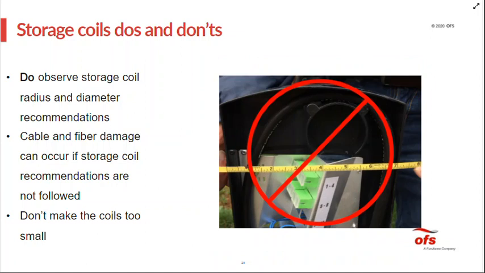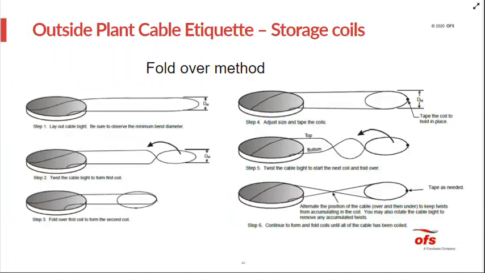I think 2 things happened here. One, that in general, cables should not be stored inside these small pedestals. So the installer obviously was not aware of that recommendation. And secondly, he obviously wasn't aware of the minimum bend radius for storage coil application. So a couple of mistakes were made here. Again, please refer to the data sheets to determine minimum storage coil diameters.